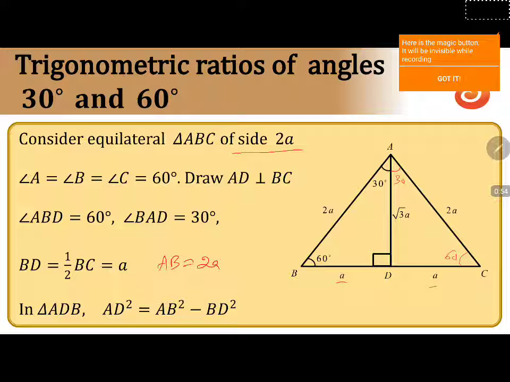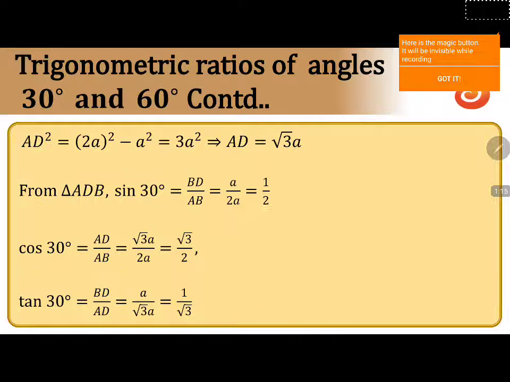So when you calculate AD square, it is equal to AB square minus BD square from the Pythagoras theorem, which will give us 2a whole square minus a square, which is 3a square. Now AD is equal to root 3 a.